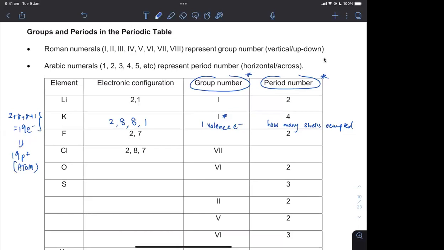On to the next one, fluorine, 2 and 7. So this is the first shell, and then that is the second shell.